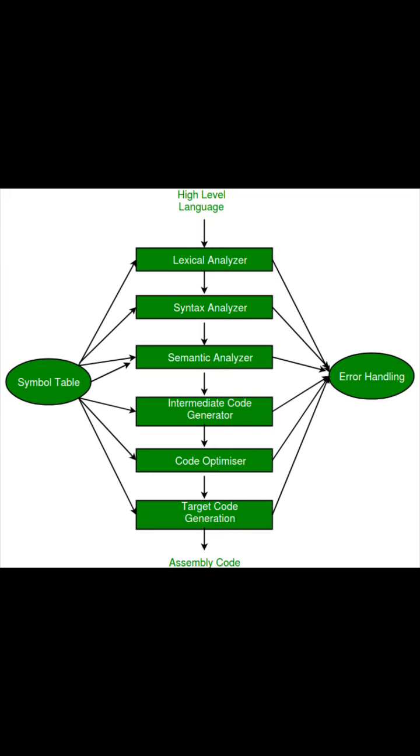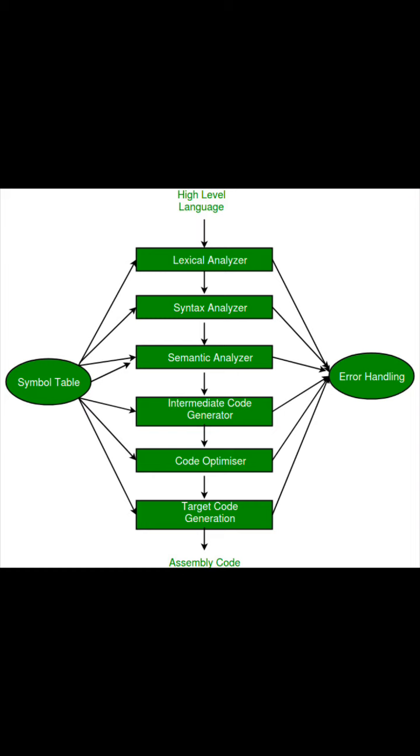Hello friends, today we are going to discuss phases of a compiler. So there are 8 phases of a compiler which are available. The concepts of a language processor and compiler we covered in the last lecture. So today we are going to discuss the phases of a compiler.